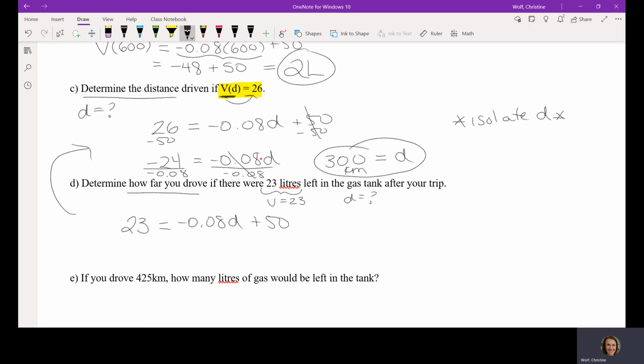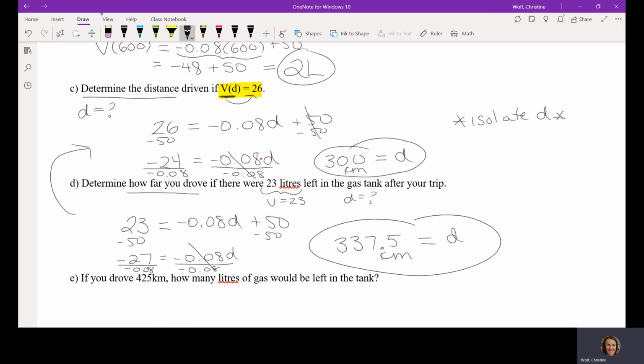So we are going to now solve this equation just like we did in C, minus 50, minus 50. That's a 5, not an 8. Okay, so 23 minus 50 is negative 27, equals negative 0.08 D. Just like in the last question, we divide off that decimal. Now, on the left-hand side, when you do that division, the negatives cancel out and you get 337.5 equals, and on the right-hand side, those cancel off, so you just have D, and don't forget your units. That's distance, so it's kilometers. And therefore, if we had 23 liters left in our gas tank, that means we drove that far.